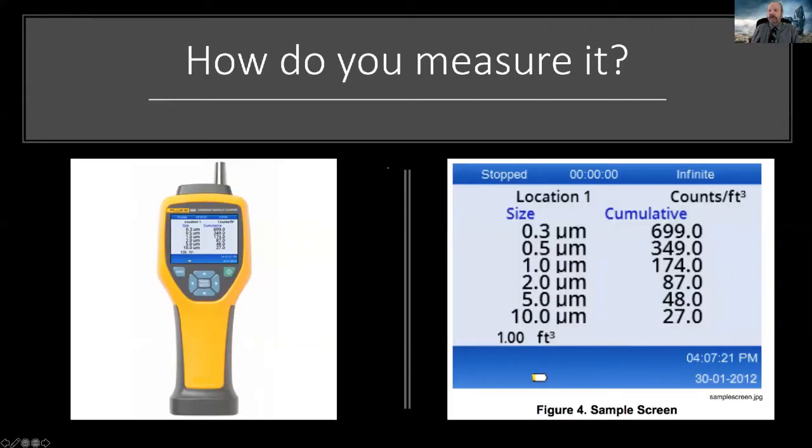So how do you measure particles per cubic foot? Anybody have an idea? There's a little unit on the left. Anybody have an idea how those things work? These units will tell you a distribution. Okay, Geiger counter. A Geiger counter is if it's radioactive. It looks like a Geiger counter though.